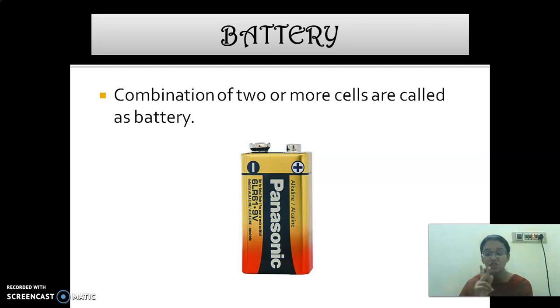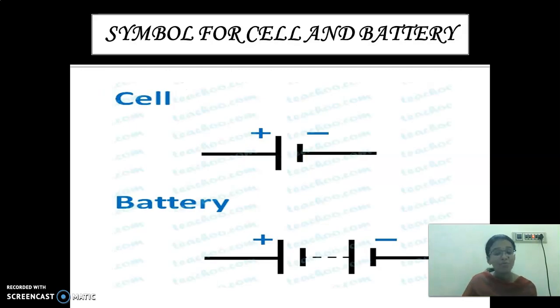Next, what we have seen, battery. The combination of two or more cells is called a battery. Then we have seen about the bulb. So what is it made up of? It is made up of glass and tungsten material. There is a filament fitted inside it and gas is also filled inside it.